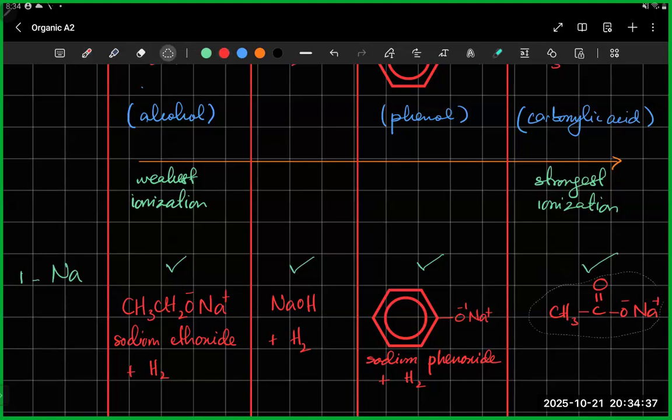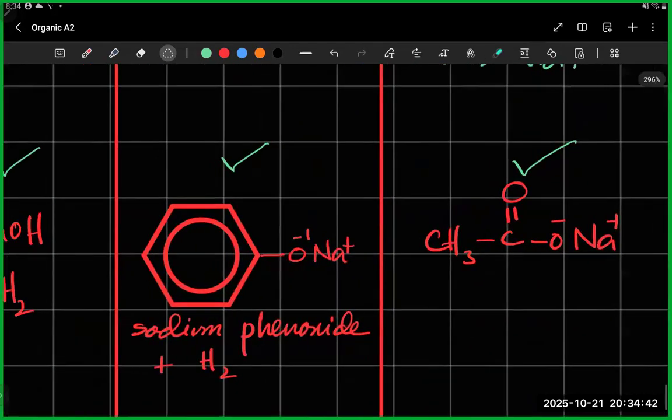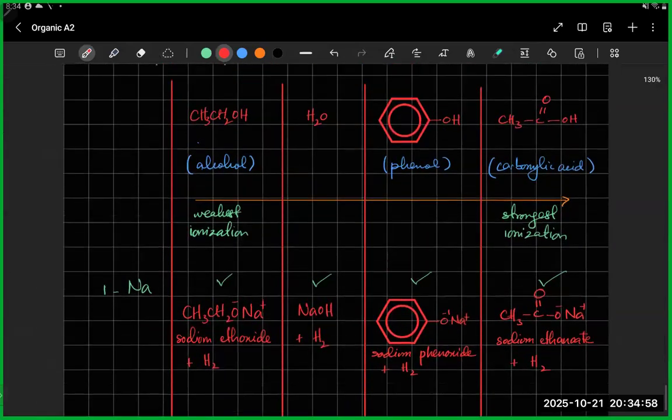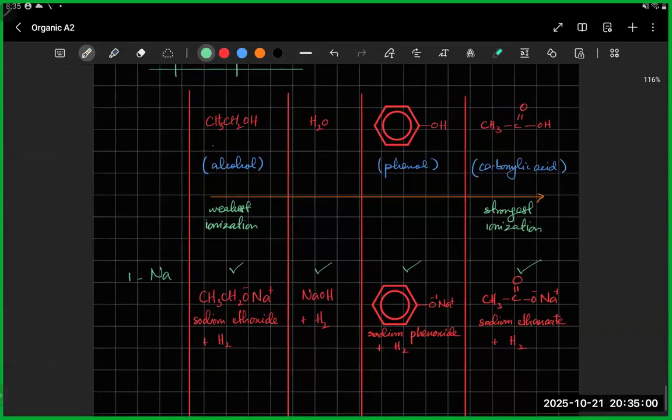Okay, this one is sodium ethanoate. You can remember carboxylic acid, that's going to be ethanoate plus H2 gas. So the point is that they all react with sodium metal. All of them are going to react with sodium metal. Okay, that's number one.